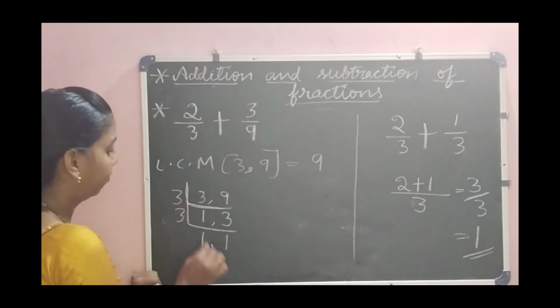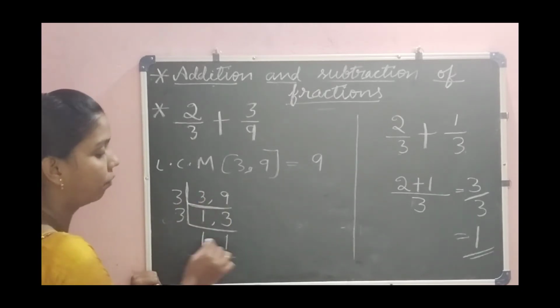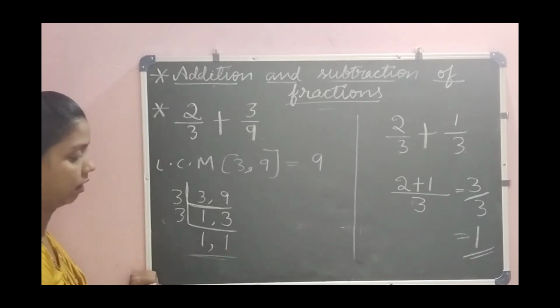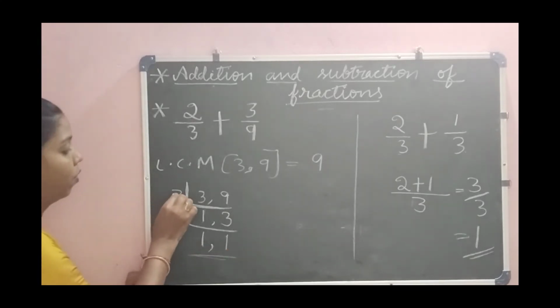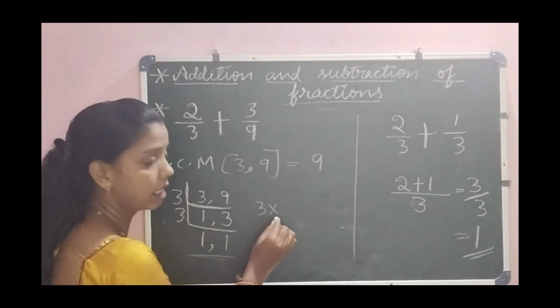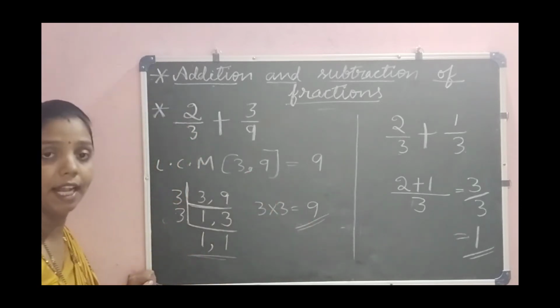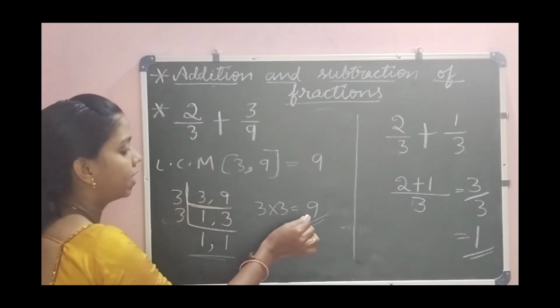Now you have to continue the process until getting 1 and 1 in the denominators. After that, what did you get? 3 and 3, two times. So you have to multiply those two numbers, 3 and 3, that is 9. So it is easy to find: the LCM of 3 and 9 is 9.